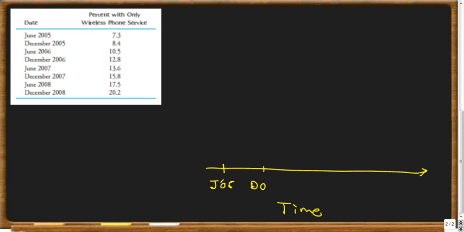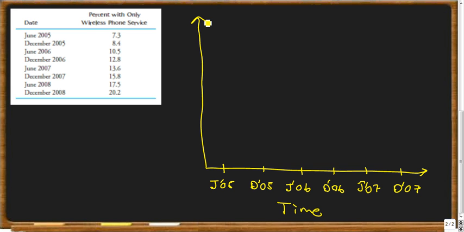So we need to make our lines. So we're going to start here. This is time. And so we're just going to label these as we go. So we've got June of 05. We've got December of 05. We've got June of 06. We've got December of 06. We've got June of 07. We've got December of 07. I'm just going to plot these. The other ones, I apologize, I'm running out of room, but you'll see the point by the time I get through this.